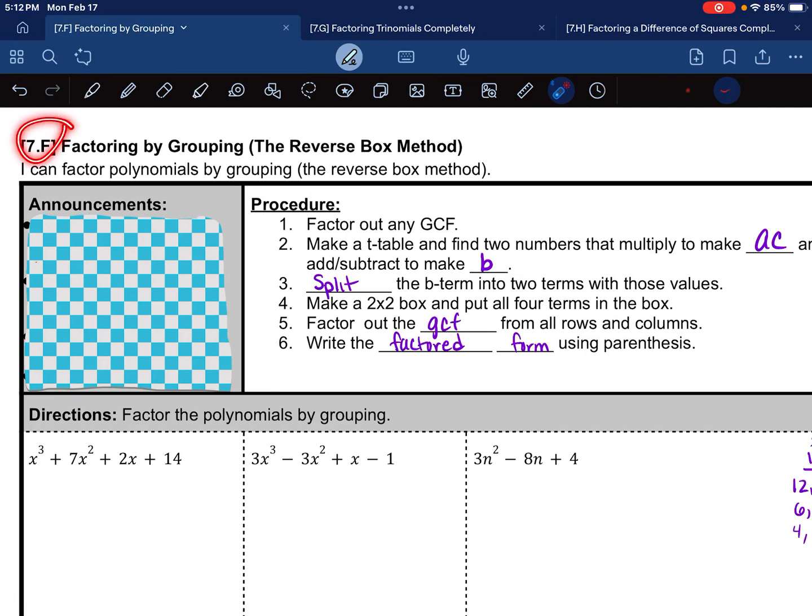This video is covering 7F, factoring by grouping. Specifically, I'm teaching what's called the reverse box method, just because we learned the box method with multiplication. So unmultiplying, factoring, is easier to learn going the other way around.